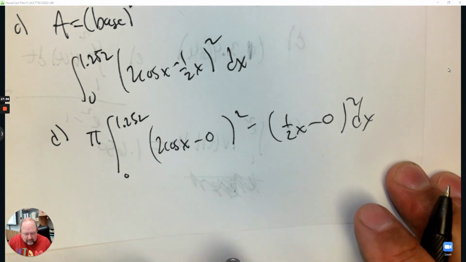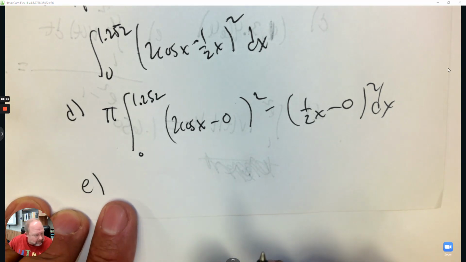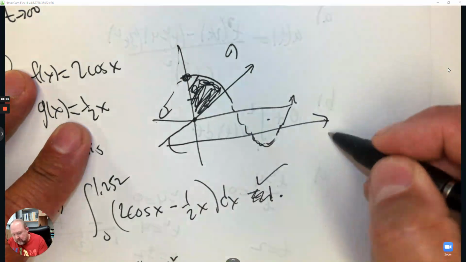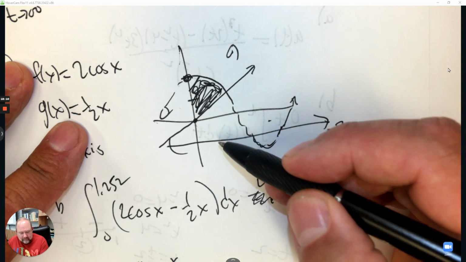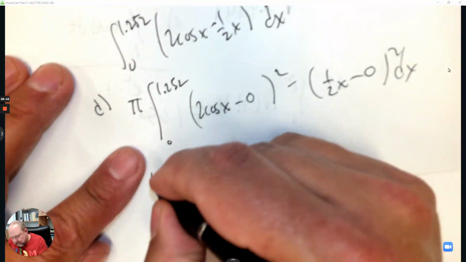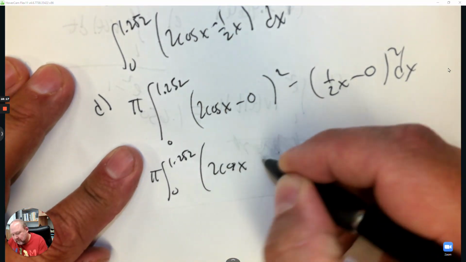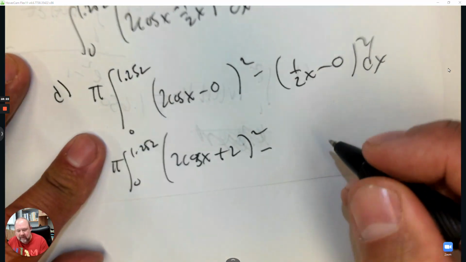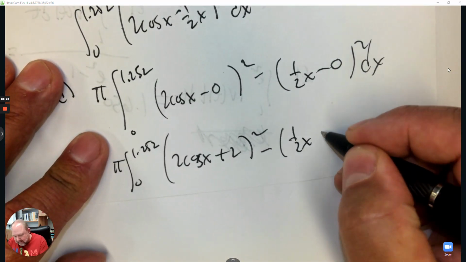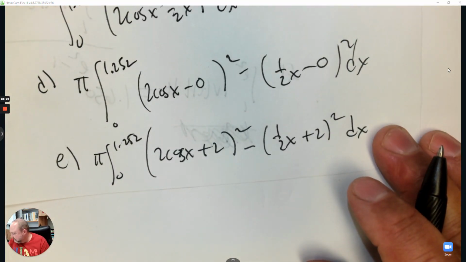E, set up an integral for the volume when it's revolved around the line y equals -2. So that's down here somewhere, -2. So again, it's going to be a circle, top, subtract bottom. So it's 2 cosine x, subtract -2. When you subtract a negative, you're adding if you like. And then 1/2 x, subtract -2. Again, you're adding if you like. And you have the 2 setups for that.